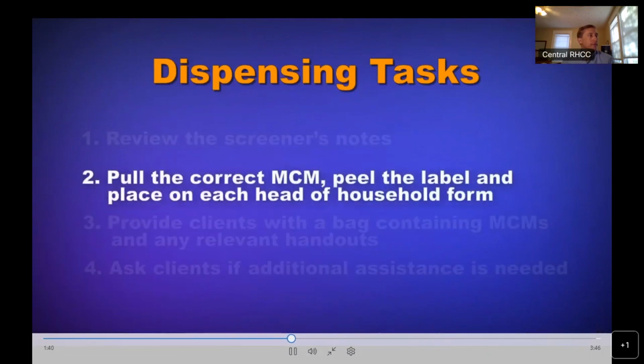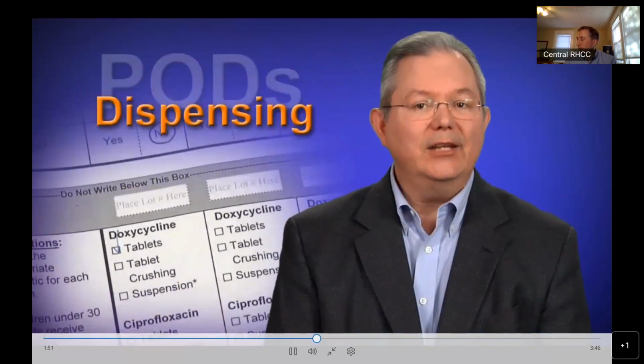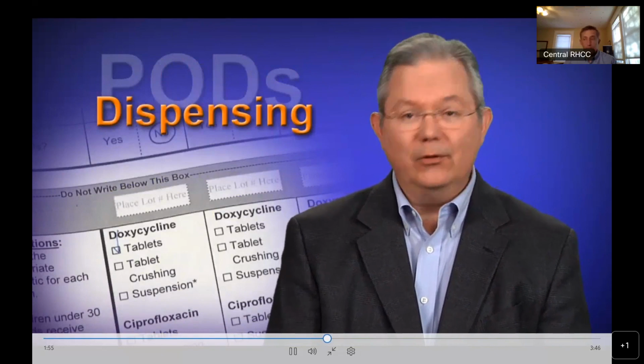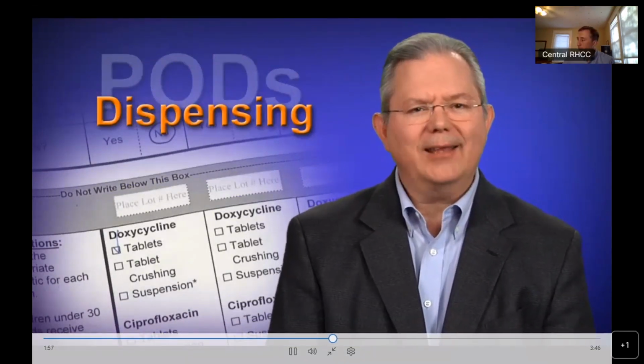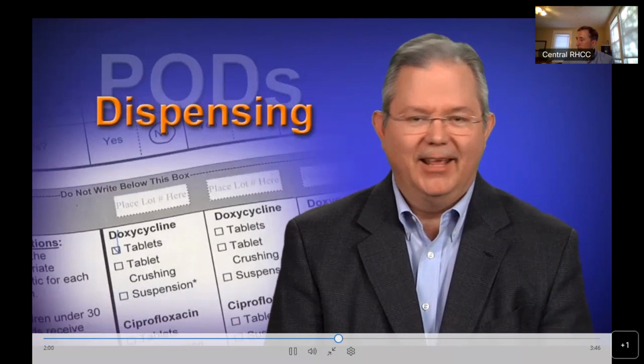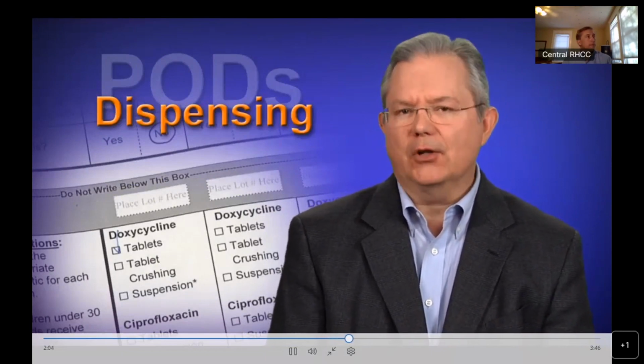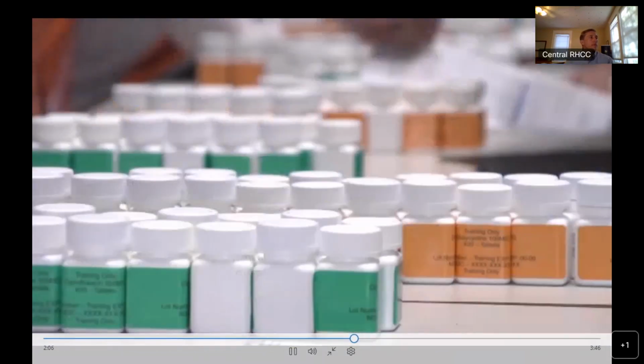Task 2. Pull the correct MCM from the inventory stack, peel the label from the bottle, and apply it to the appropriate area on the form. This process is done for each individual listed on the form. Applying the label to the form assists pod staff in tracking client medication. Verify that the client knows the specific medication each person on the form is to receive.